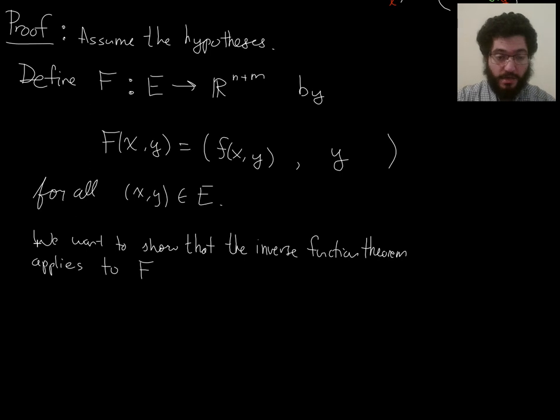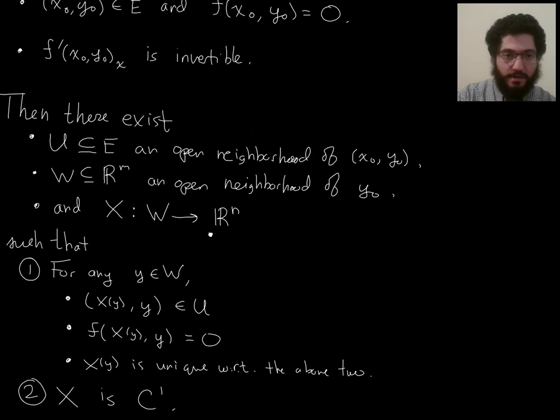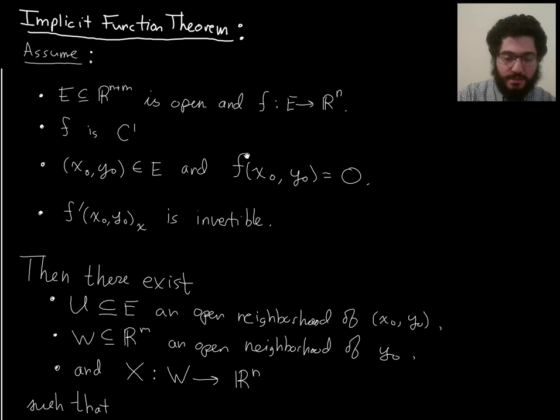So right now, we want to show that the inverse function theorem applies to capital F. Specifically, remember the inverse function theorem is about a function at a point. So specifically, we want to show that it applies to capital F at the point x naught, y naught, which is the point where we assumed we had this information: that, first of all, little f of it is 0, and this invertibility statement.